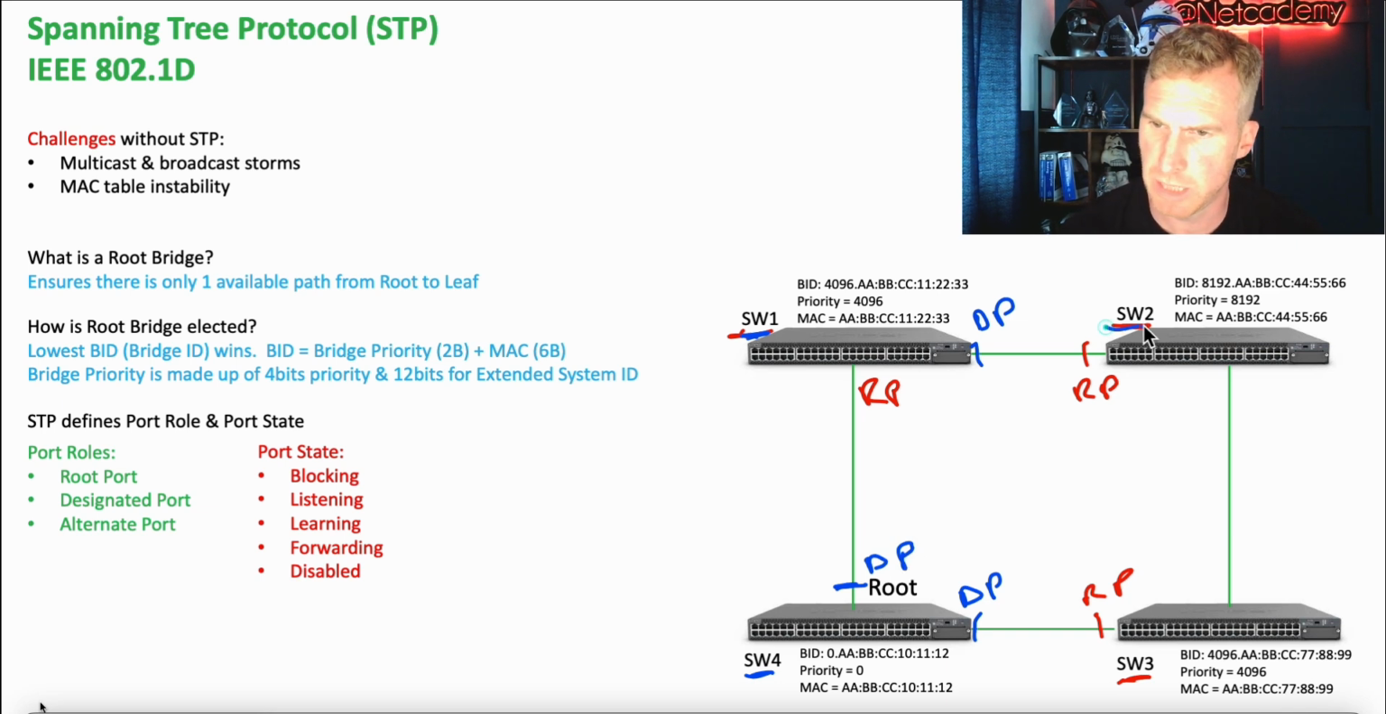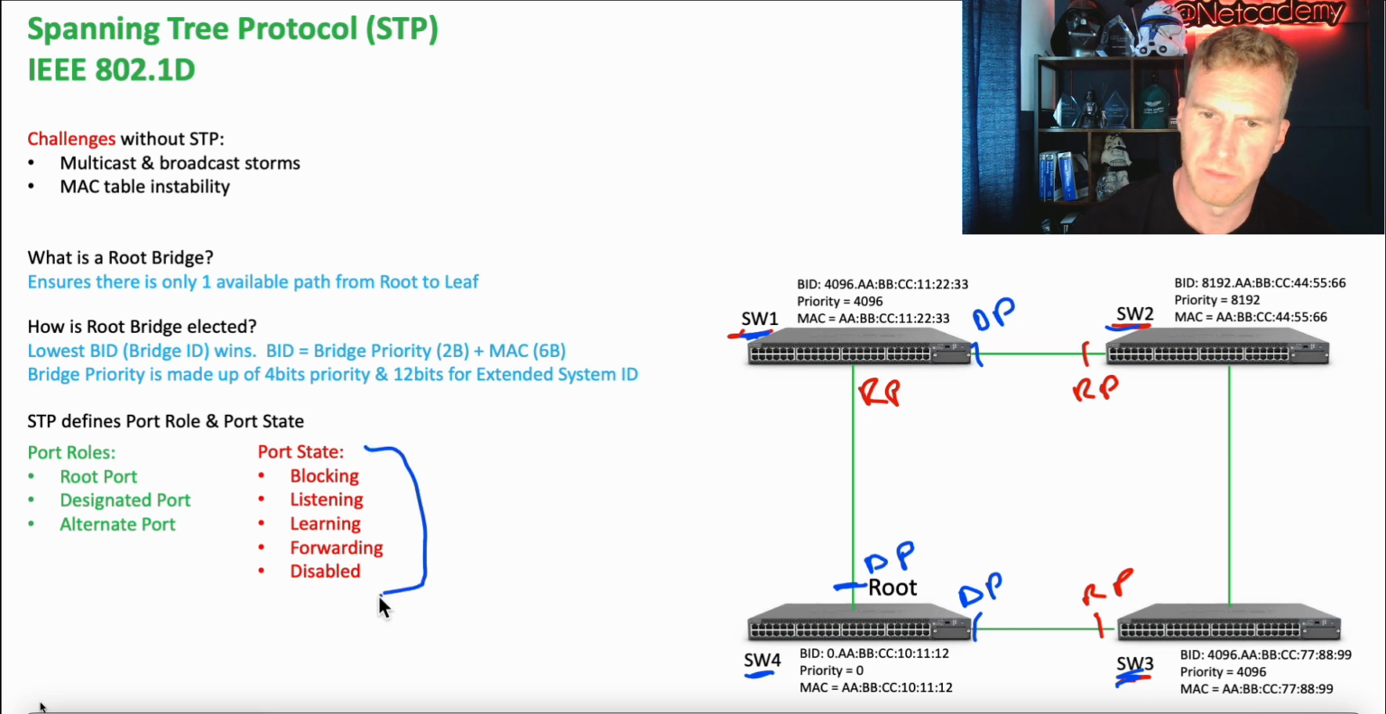And between SW2 and SW3, one of these will be designated port and one of these will be an alternate port, i.e. a backup port. And that really then does depend on these states here. Now note, for these particular states, blocking here, as I've already said, that interface is being blocked.